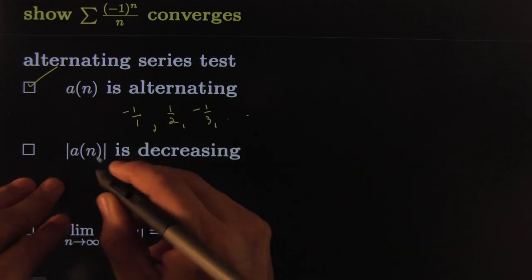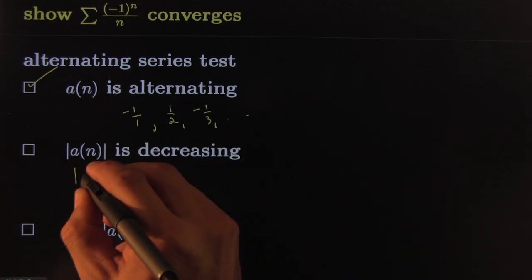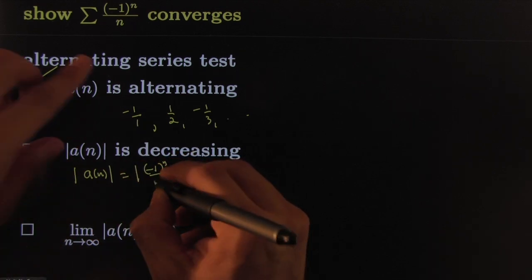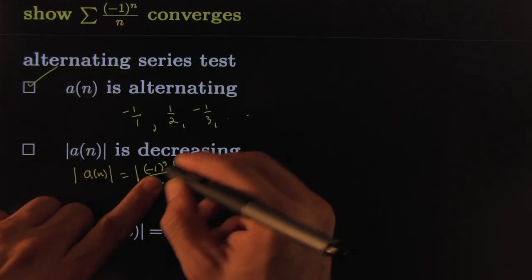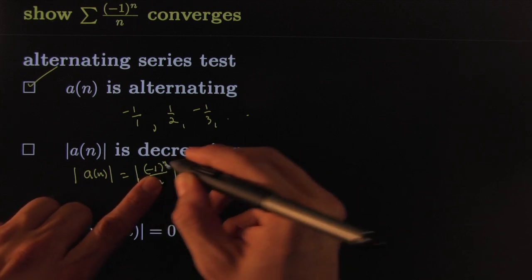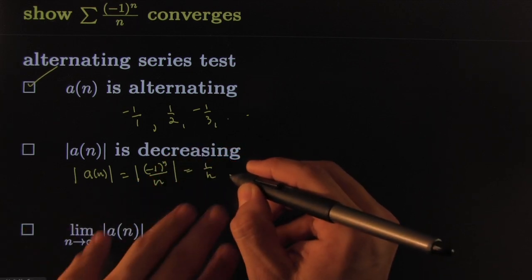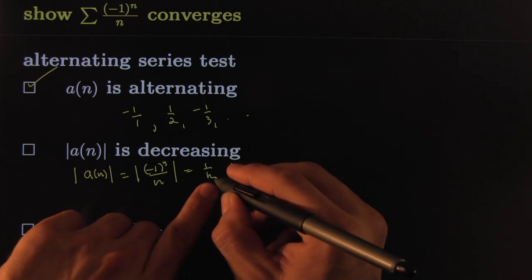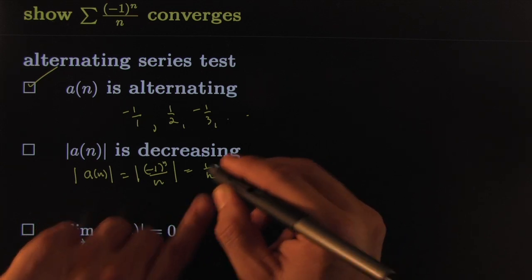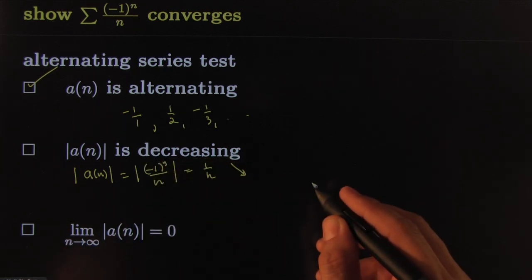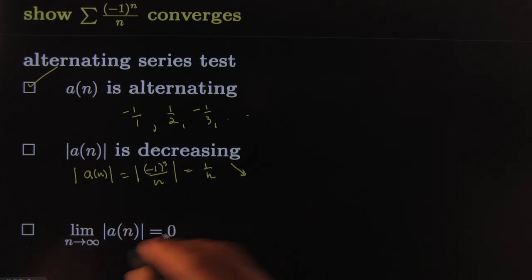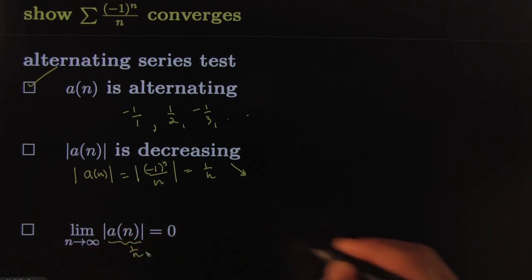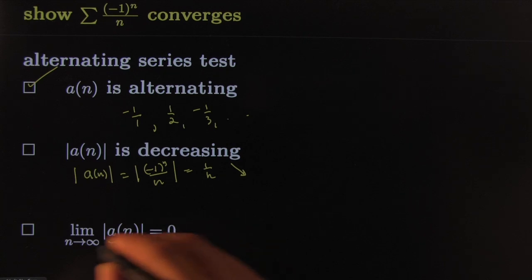Is it decreasing? When I look at the absolute value, well, the absolute value of a_n would be equal to the absolute value of (-1)^n over n. I'm just plugging things in from there. That absolute value would kill any fluctuating sign on the numerator, so it would just give you 1 over n. And in fact, this is clearly decreasing because as the n's get large, the denominator gets large, so the quotient gets smaller, making it decrease. And clearly the limit of 1 over n as n goes towards infinity goes to 0.